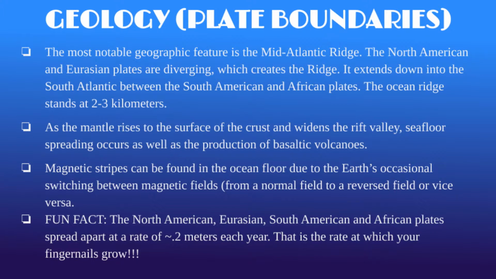Also found on the ocean floor are magnetic stripes in the rock, which are due to the Earth's occasional switching between magnetic fields, which it does every long time or so. And that transition is from either a normal field to a reversed field or vice versa. I don't know what those fields are. I don't know what that means, but that's what the Earth does.